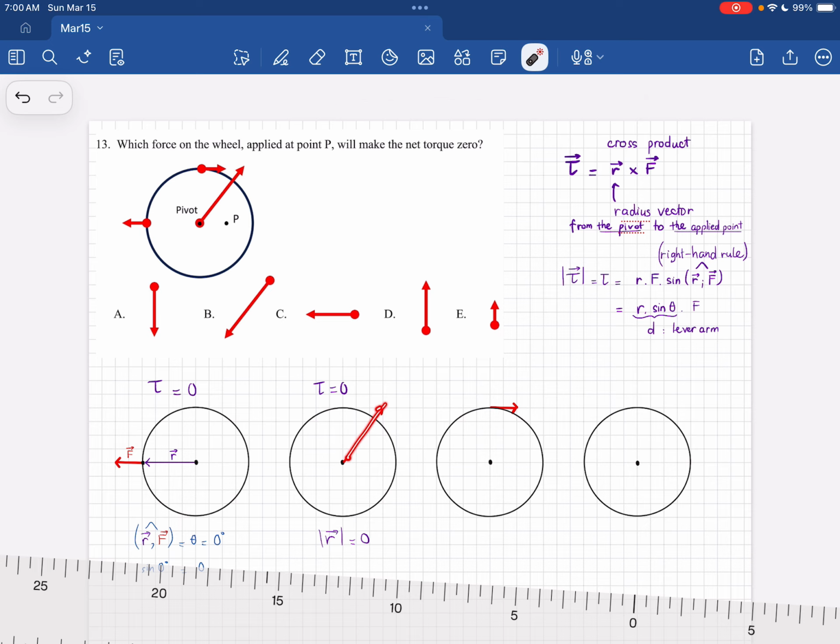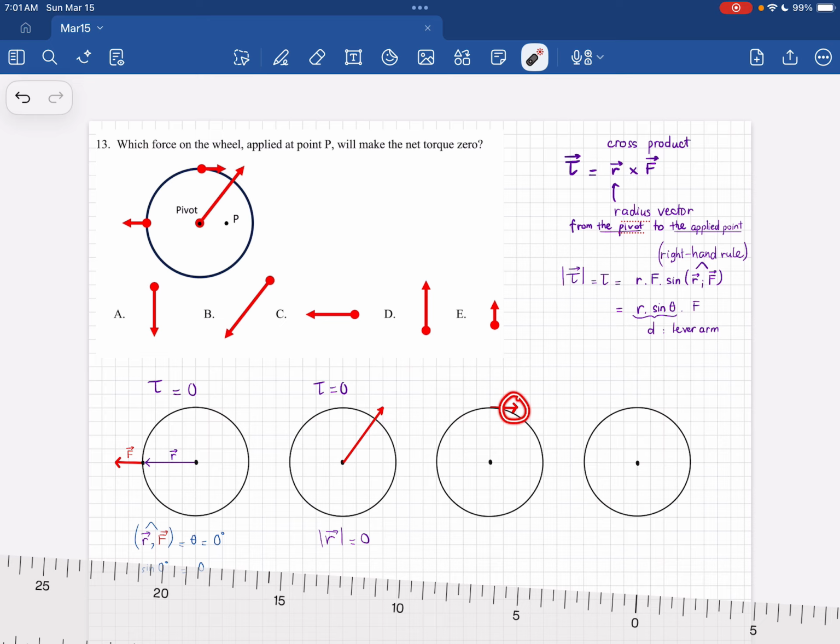Any force applied to the pivot point doesn't help to rotate the wheel. And it makes sense, right? Just like if you try to pick up the wheel at this pivot point, it doesn't help to rotate it. So the torque itself is also 0. Now move on to the third one.